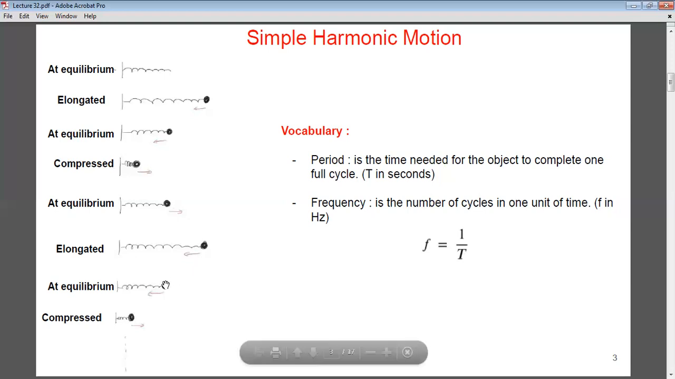And it will go back, and it will bounce back, and bounce back. And if there is no friction, this can go forever.